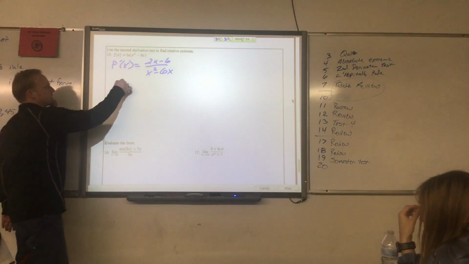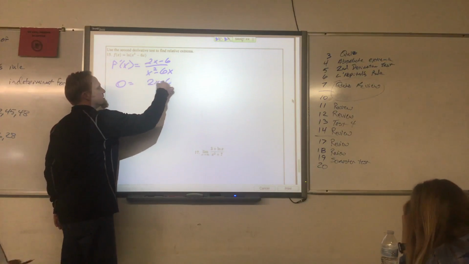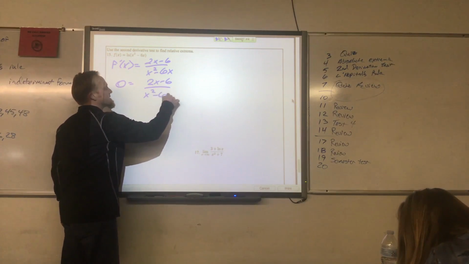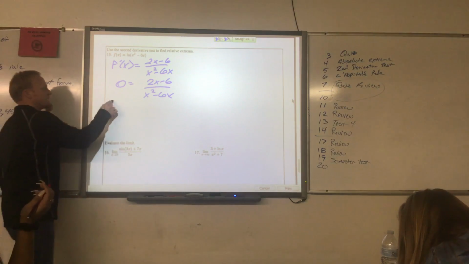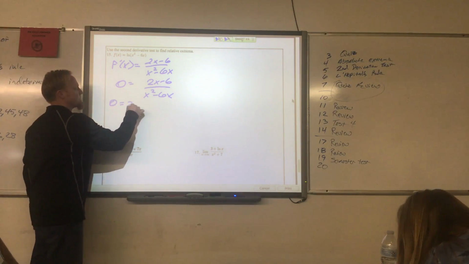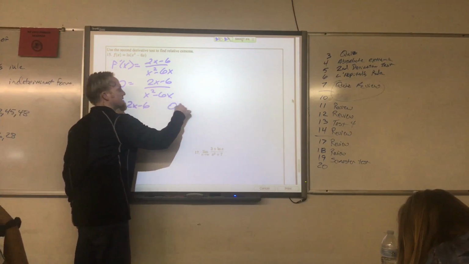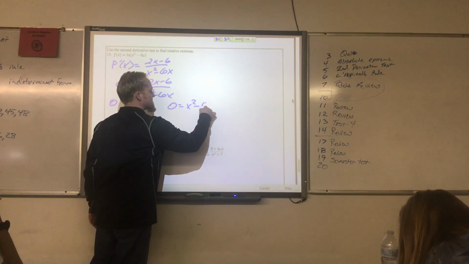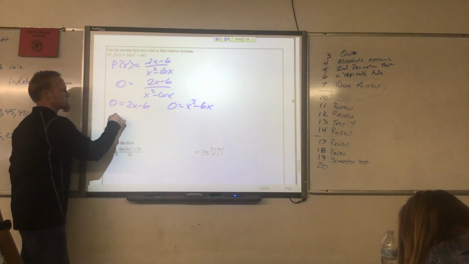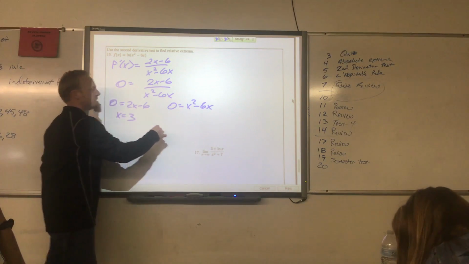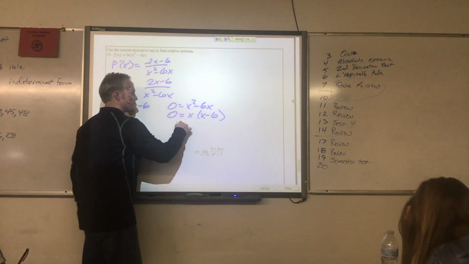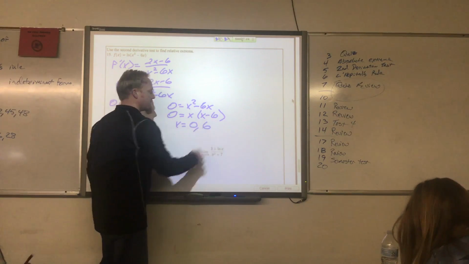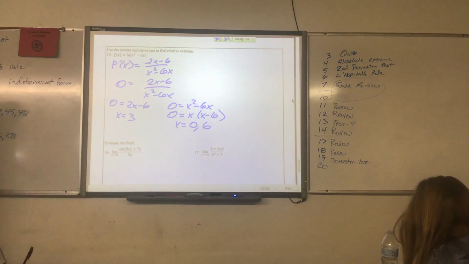All right, set it equal to 0. 2x minus 6 over x squared minus 6x. Then what? Set the top and the bottom equal to 0. So 0 equals 2x minus 6, and 0 equals x squared minus 6x. This one's going to give me x equals 3. Over here, take out an x. So I get x equals 0 and 6.